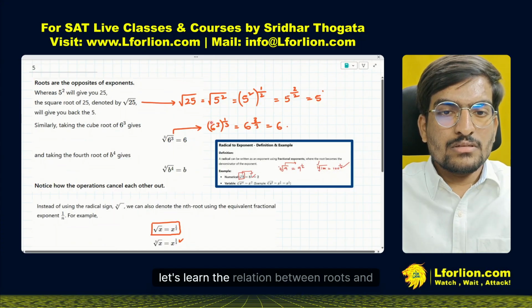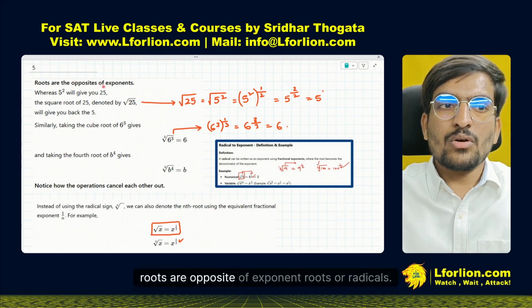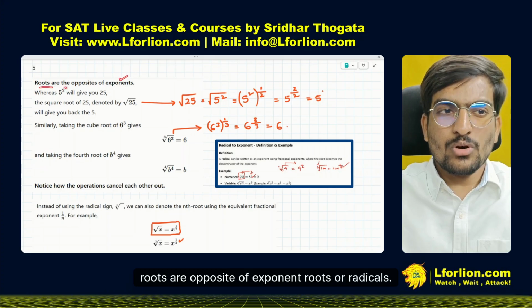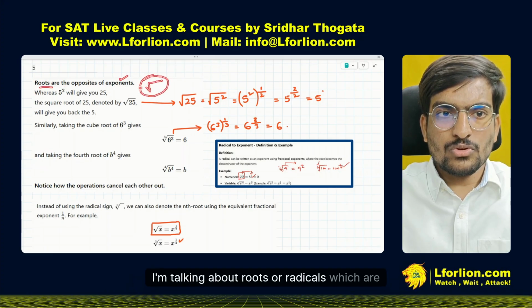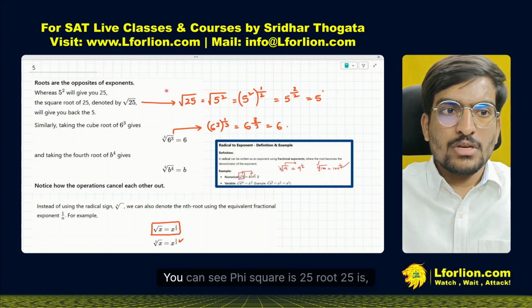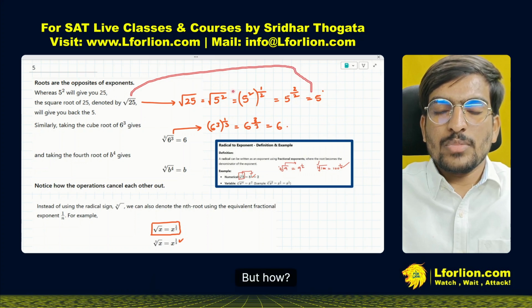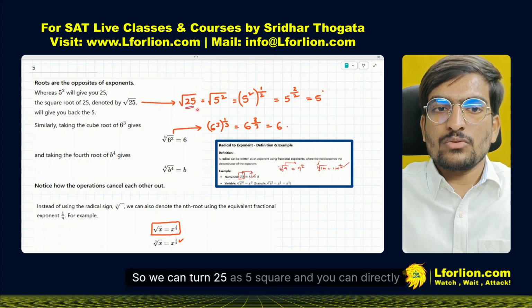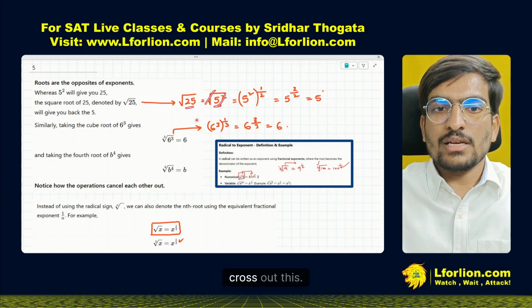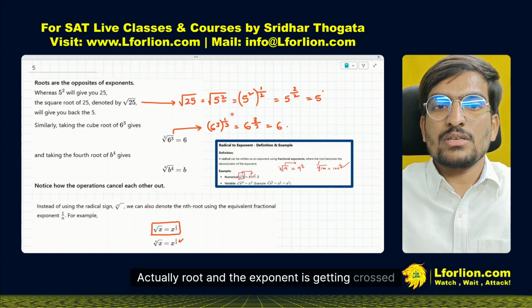Let's learn the relation between roots and exponents. You see, roots are the opposite of exponents. I'm talking about roots or radicals, which are the opposite of exponents. You can see 5 square is 25. Root 25 is 5. But how? We can turn 25 into 5 square, and you can directly cross this out. But how actually are the root and the exponent getting crossed out?